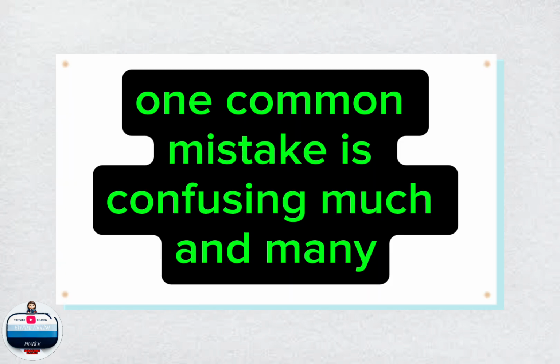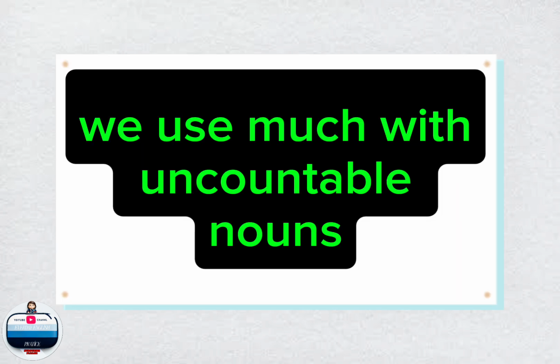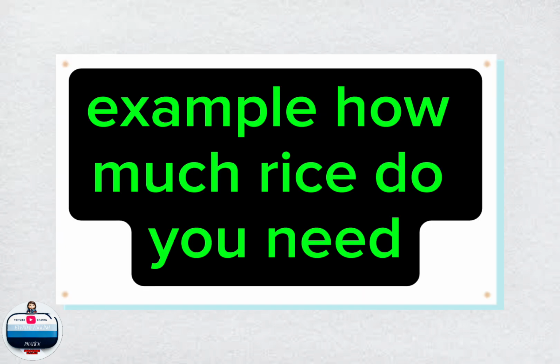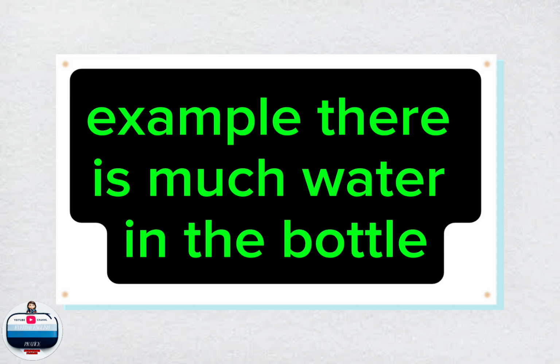Much versus many. One common mistake is confusing much and many. We use much with uncountable nouns, things we cannot count individually. Example: How much rice do you need? Example: There is much water in the bottle.